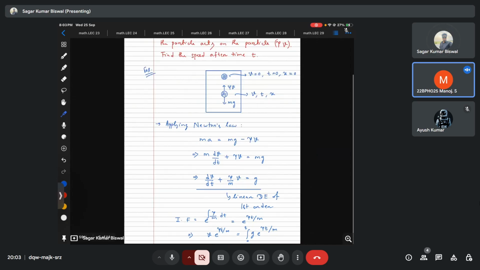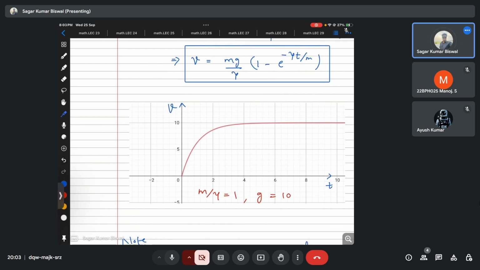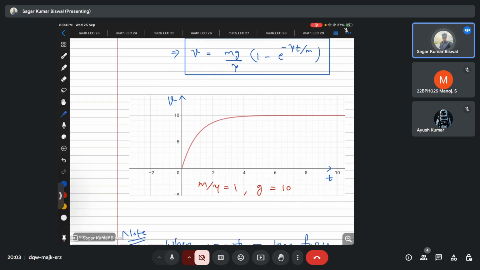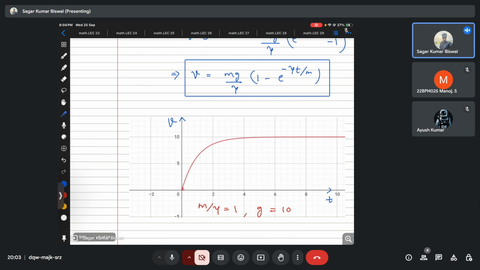Right. So this is the differential equation, and this is the solution. Now if you plot this v here, this is the diagram. As you can see, initially this v is increasing, but after some time it is becoming constant. Can you say why this v is increasing, but after some time it is becoming constant, right?